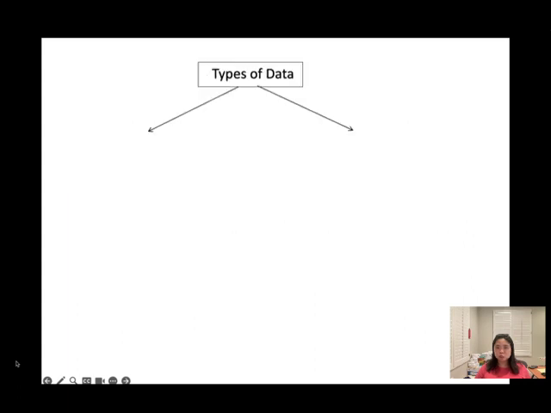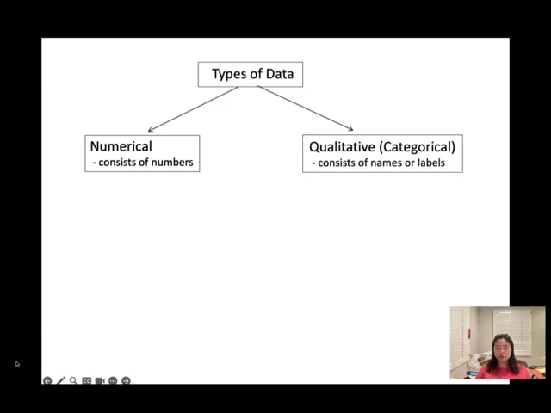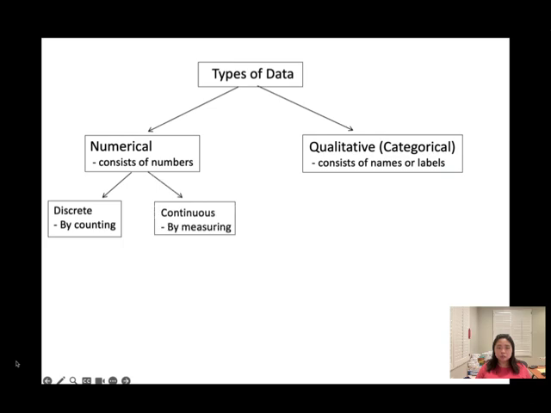So remember in chapter 1, we talked about the types of data. We have numerical data that consists of numbers and categorical data that consists of names or labels. And under the numerical data, we have discrete, that's by counting, and continuous, that's by measuring. So for these sessions, we're going to be focusing on discrete and continuous.